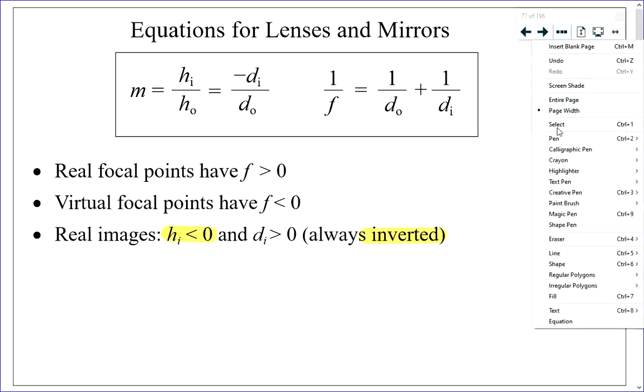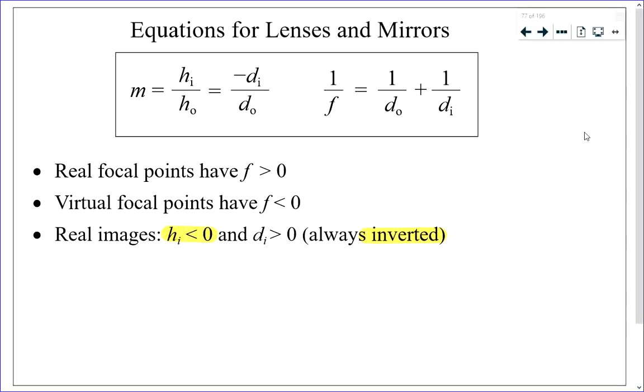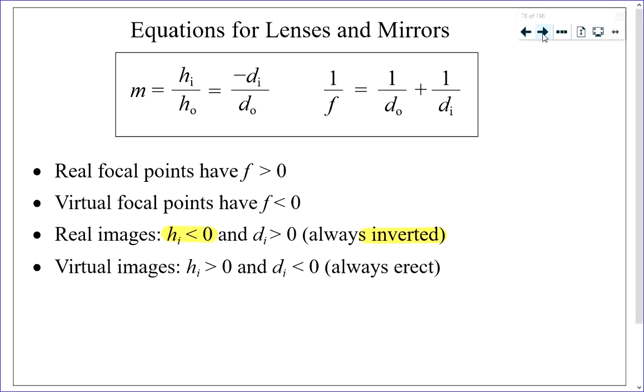Virtual images, on the other hand, HI is positive because the image is always erect, which means in the same orientation as the object. So it's, for lack of a better word, right side up. But if HI is negative for a virtual image, DI is positive, pardon me.